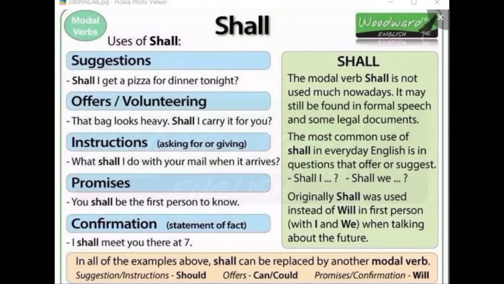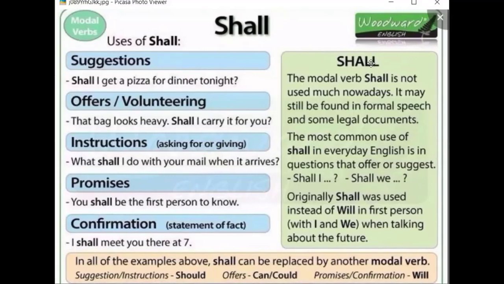The modal verb shall is not used much nowadays. It may still be found in formal speech and some legal documents. The most common use of shall in everyday English is in questions that offer or suggest. Shall I? Shall we? Originally, shall was used instead of will in first person with I and we when talking about the future. Okay, wait.